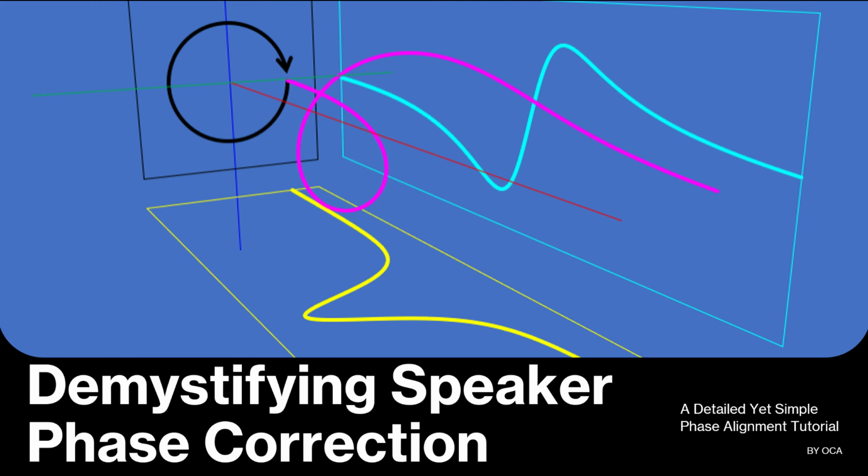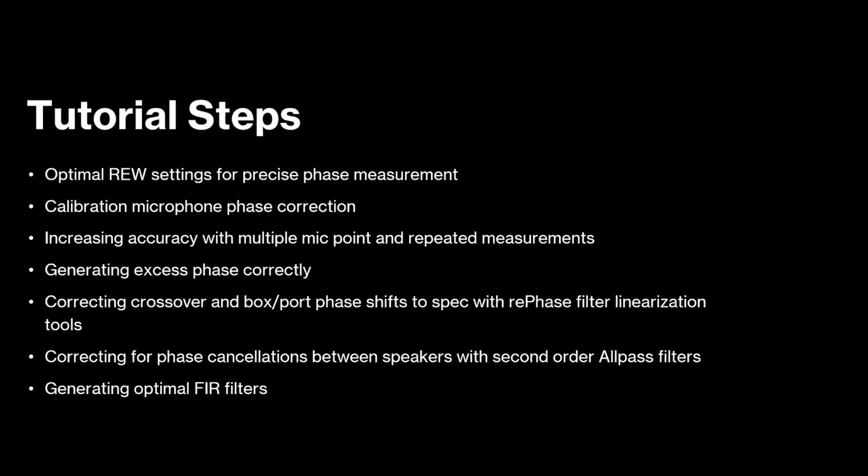Let's go quickly over the tutorial steps, all of which will be indexed in the video description so you can quickly fast forward during your repeated visits. Optimal REW settings for precise phase measurement. Calibration microphone phase correction. Increasing accuracy with multiple midpoint and repeated measurements. Generating excess phase correctly. Correcting crossover and box port phase shifts to spec with rePhase filter linearization tools. Correcting for phase cancellations between speakers with second order AllPass filters. And finally generating optimal FIR filters.